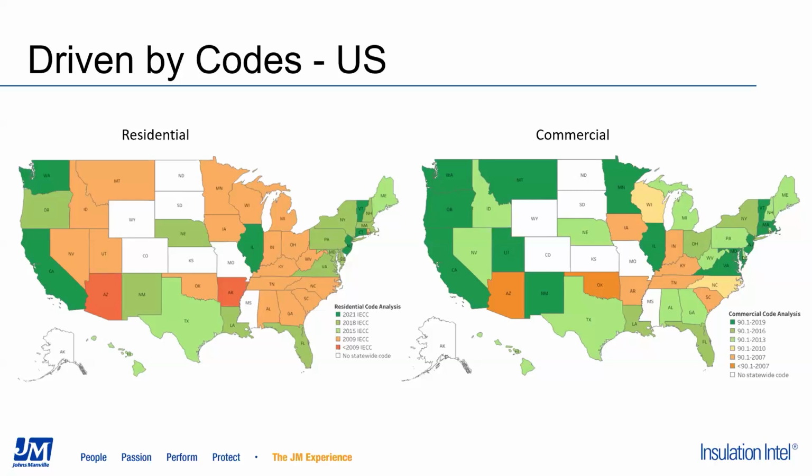On the right, we can see there's a lot more green and a lot more dark green, which shows us that we're actually a little bit better when it comes to adopting and enforcing building codes for commercial buildings in the US.